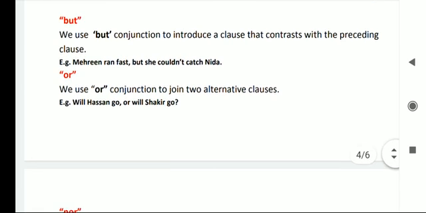So or we use or conjunction to join two alternative clauses, right? Will Hassan go or will Shakir go? So there is alternative, ये जो alternation जहाँ पे है वहाँ पे हम or इस्तेमाल करते हैं। Will Shakir go or will Hassan go?